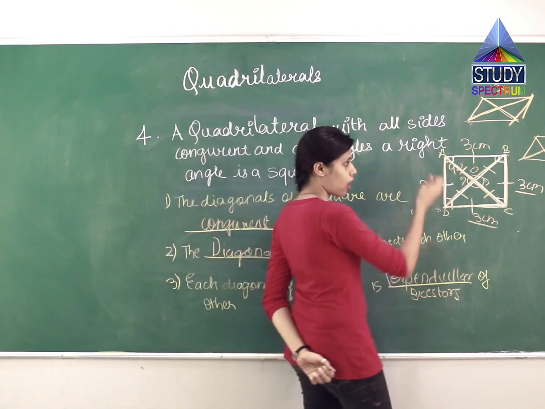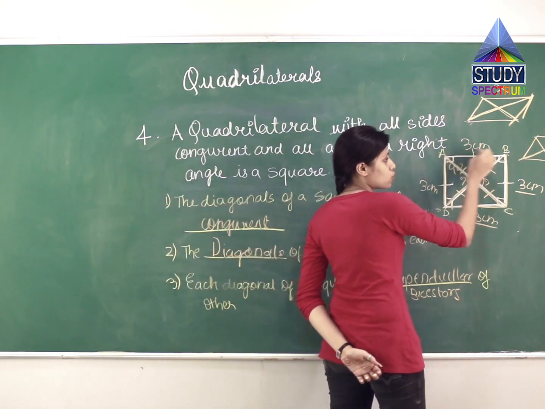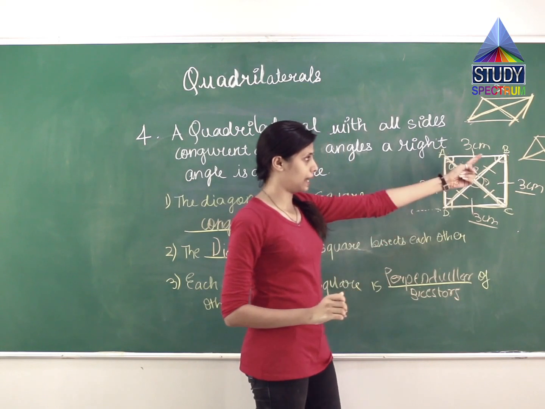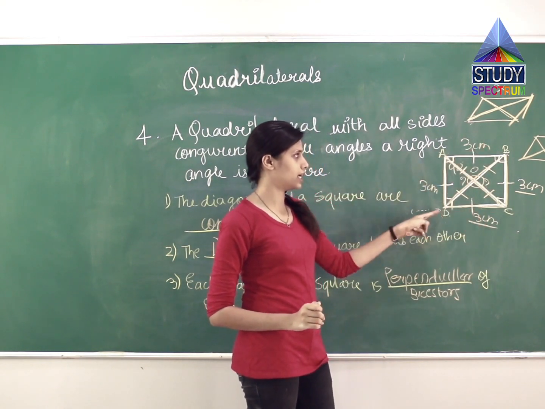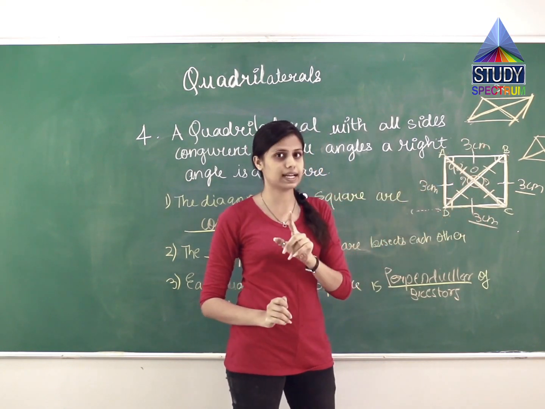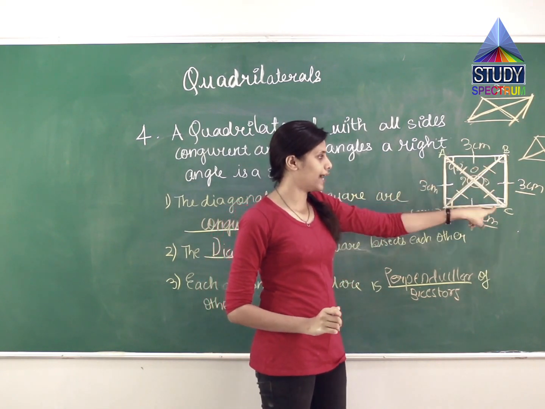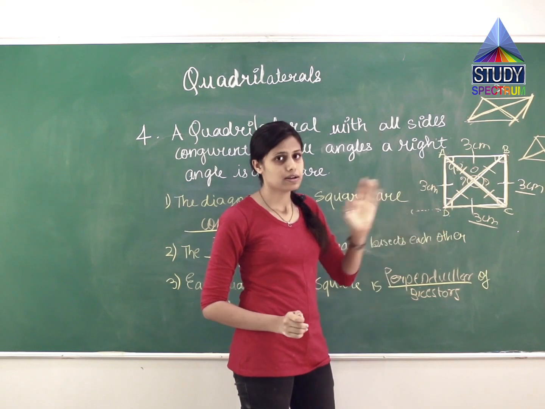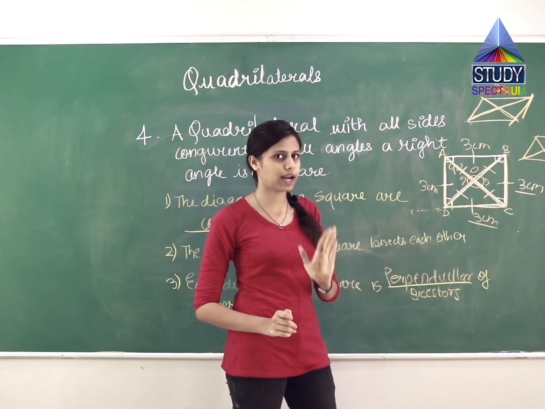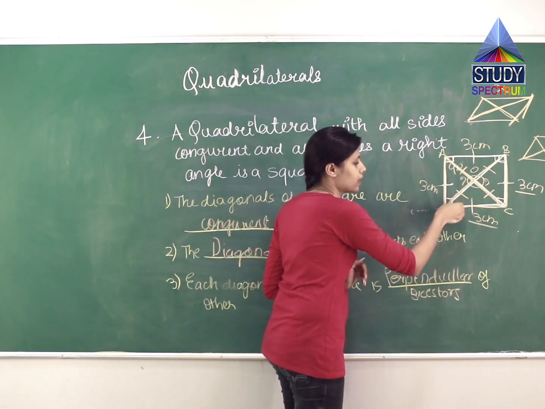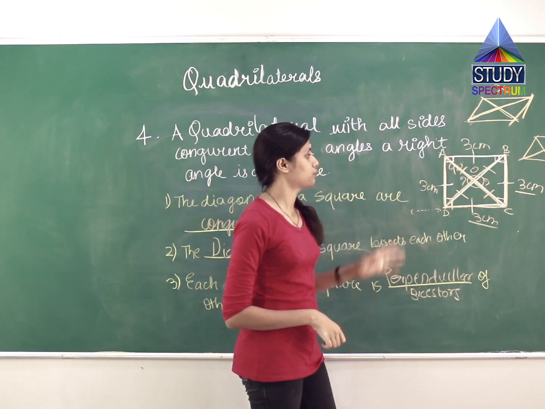Look, revising all the features of the square. In a square, all the sides are equal. AB is equal to BC is equal to CD is equal to AD is equal to 3 cm. That is, all the sides are equal. All the angles are of 90 degrees. You can see it is a straight line. What does the straight line represent? It is of 90 degrees. It can be shown by a square angle.